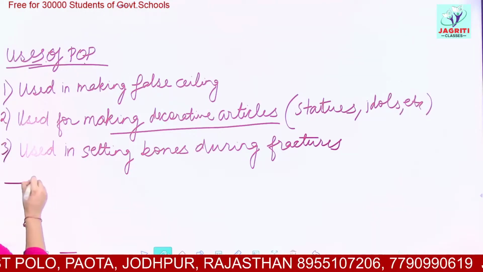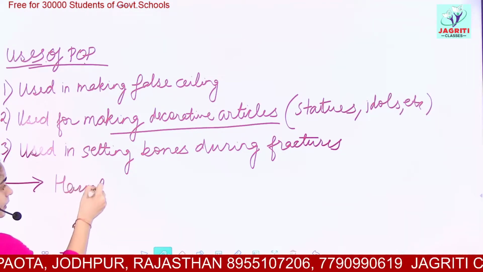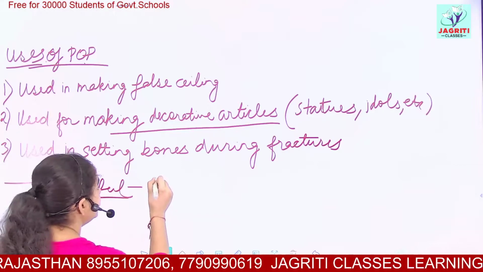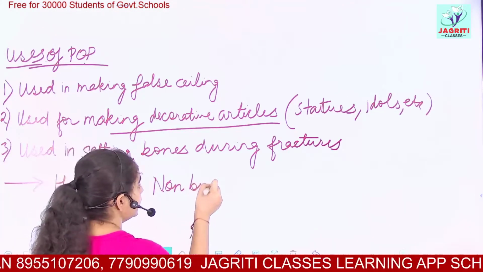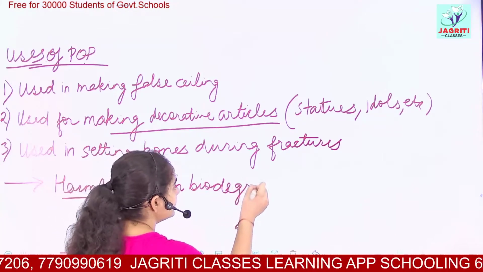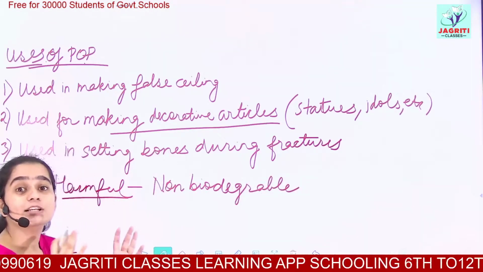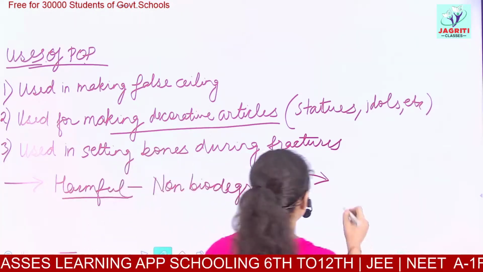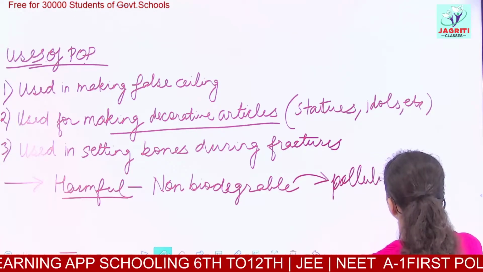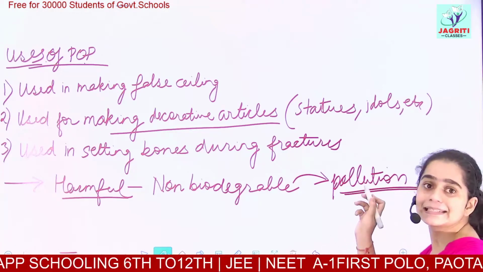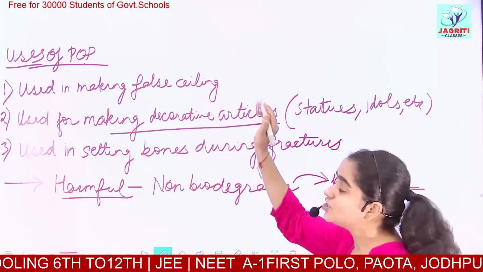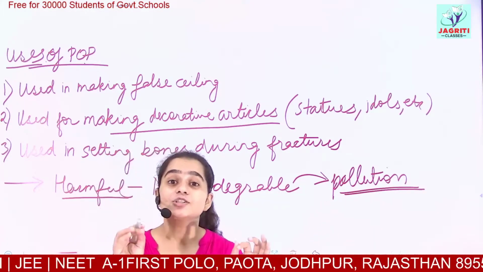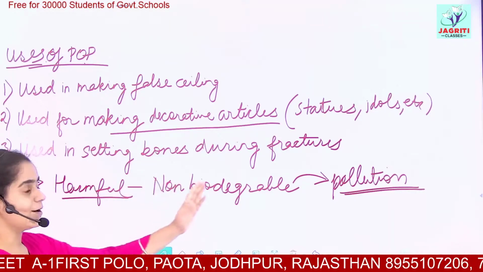These are the uses. It has one harmful effect, that the idols or statues made from POP, that is plaster of Paris, are non-biodegradable, which means they take several thousands of years to get decomposed. Hence they cause pollution to our environment. So this is the disadvantage of using POP. It is cheaper in cost, but the idols made from this cause pollution because they take thousands of years to get decomposed. So this is the harmful effect of POP.